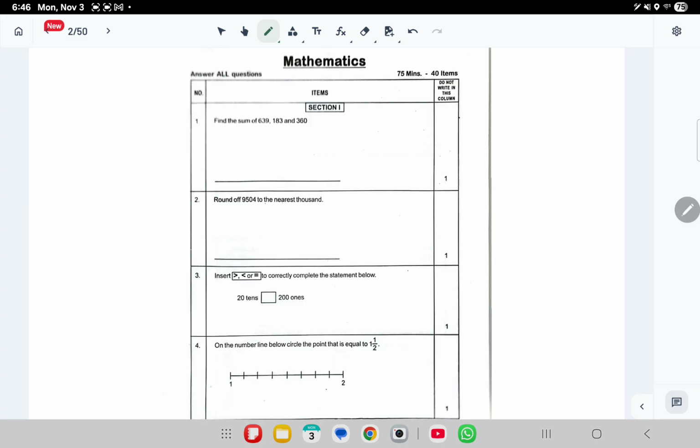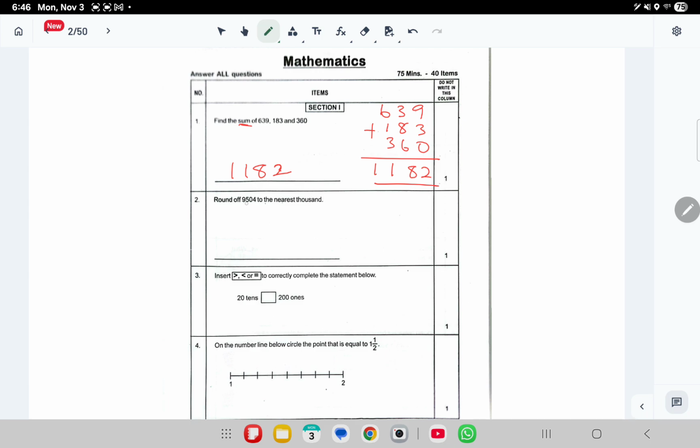Find the sum of 639, 183, and 360. To calculate the sum means to add. So we're adding up 639, 183, and 360. We add up here now, we get 1182. So the sum of those three numbers is 1182.